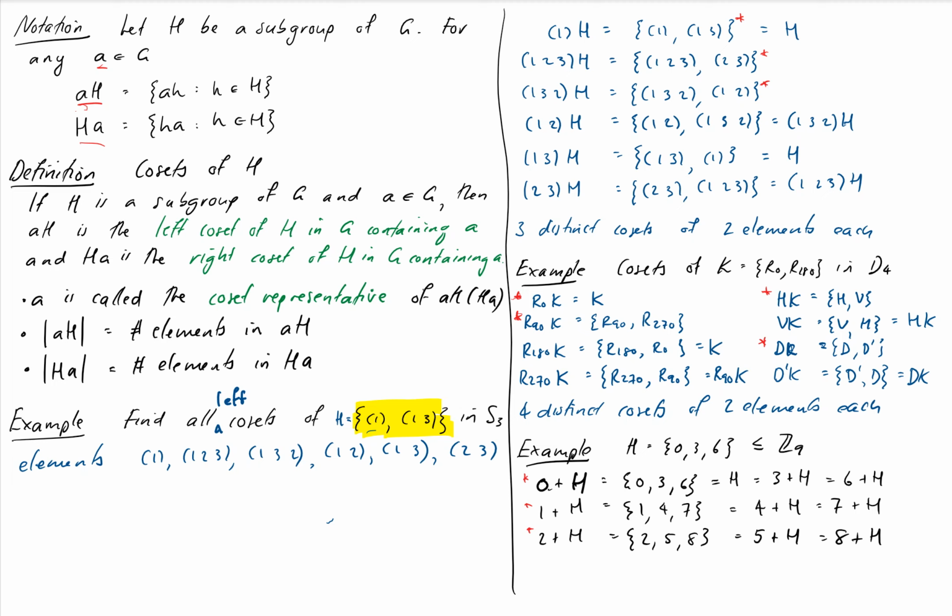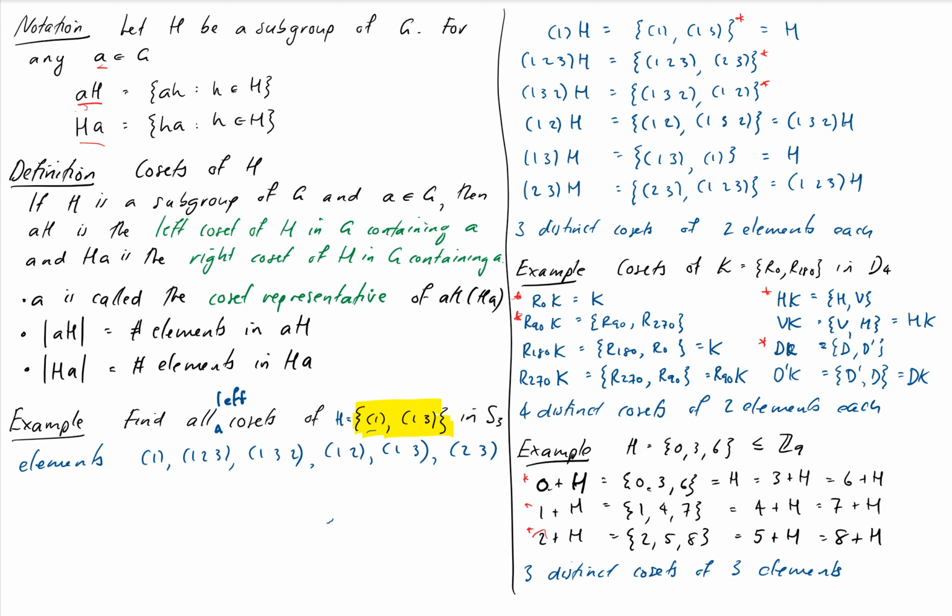cosets of 3 elements. So again, it's divided my group up into 3 pieces of equal size, and again, look at the 3 cosets. There is no overlap between the elements in any of these, and so it's provided us with a partition of our group into pieces. Okay, now other things that are worth observing here.